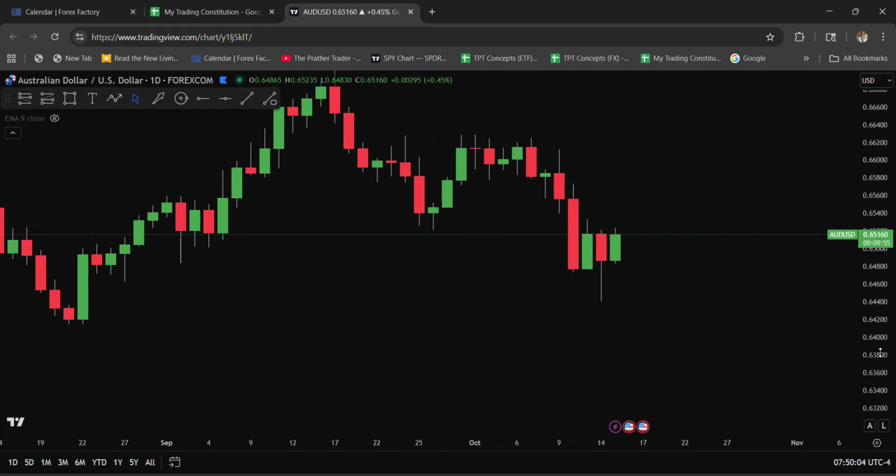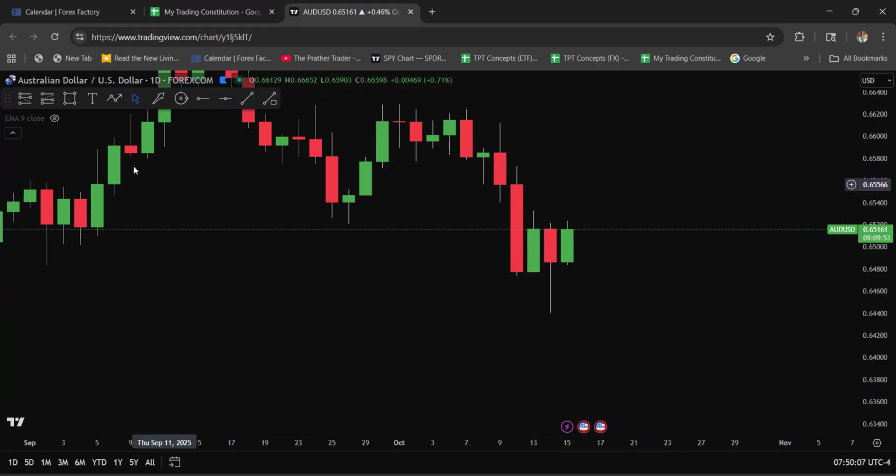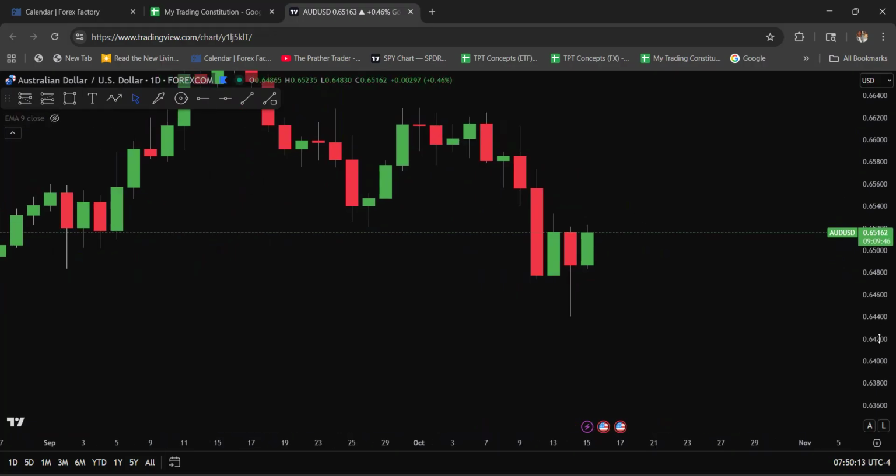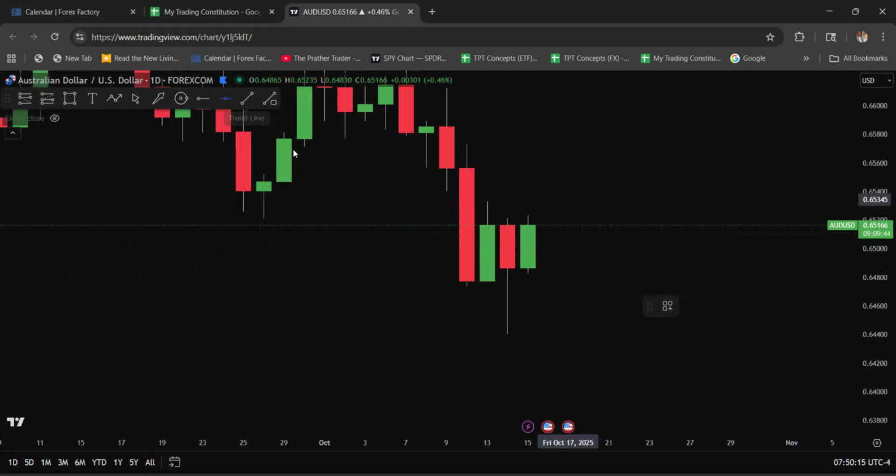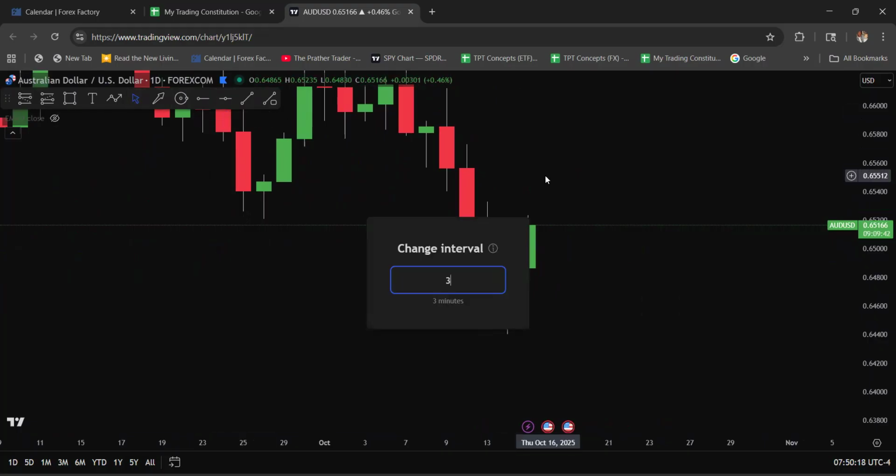All right, this is AU. The previous daily candle closed bearish, but clearly we are trading below the 9-period EMA, so I am bearish on AU right now. Well, let's see what we got going on here. Let's go to the 3-hour time frame.